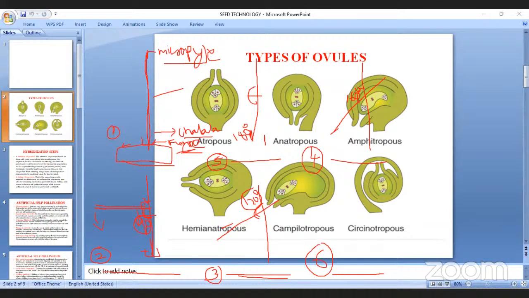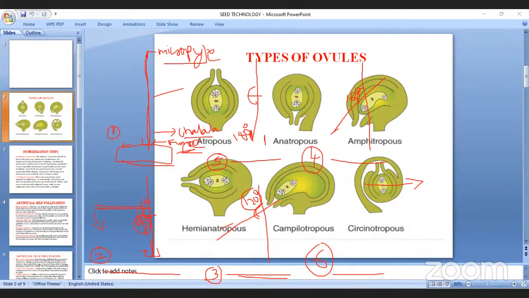The micropyle turns a total round. That means 180 degrees and again 180 degrees. If this turns 180 degrees, where is the micropyle? Now 180 and again 180 means it turns full. Now the micropyle goes up. Now tell me the total degree here, the body degree. Anatropous is 180. If it completely turns 180 degrees, the micropyle is down. When it turns full, how much is the degree of circinotropous?